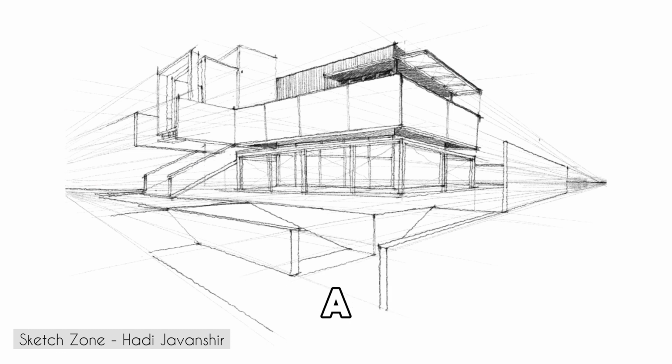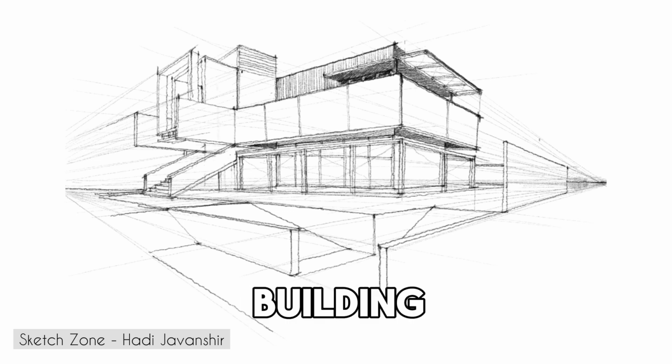We can also draw a horizontal line across the building to mark the floor level. This line should be parallel to the horizon line and should intersect the edges of the building.